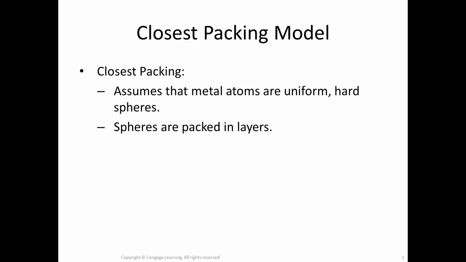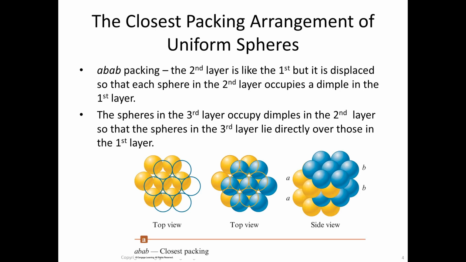Now we're going to apply a closest packing model to our examination of crystalline solids. In closest packing, we assume that metal atoms are uniform, hard spheres, and that the spheres are packed in layers. We have various uniform spherical arrangements in closest packing models.